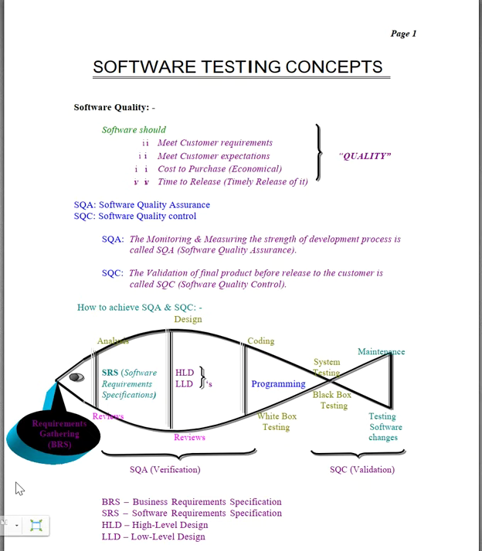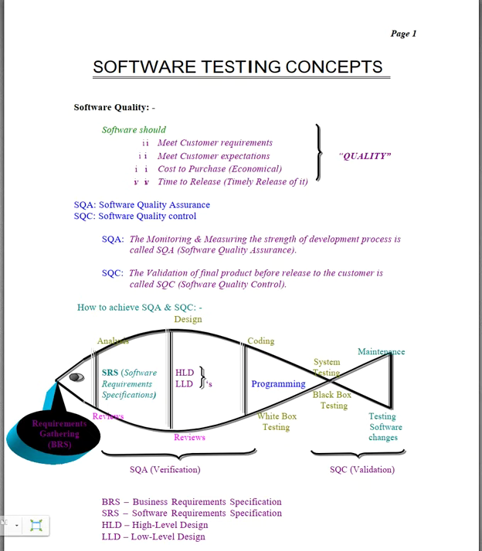The monitoring and measuring the strength of the development process is called SQA, and the validation of the final product before release to the customer is called SQC. So how to achieve this SQA and SQC? We have a diagram which is similar to a fish. We have the requirement gathering section that starts, then we have the analysis, then the design phase, coding phase, and testing phase, followed by the maintenance phase.